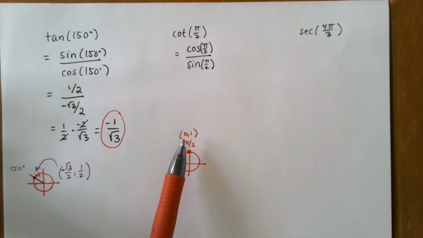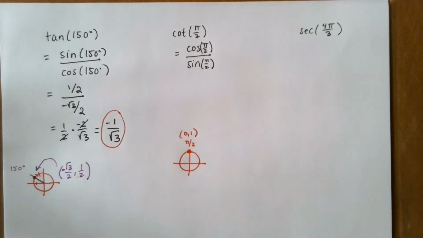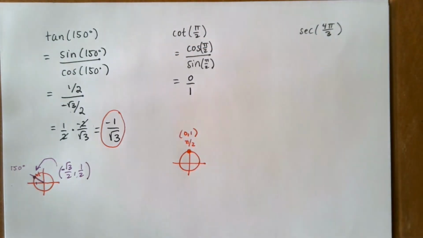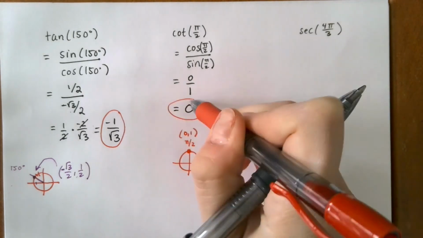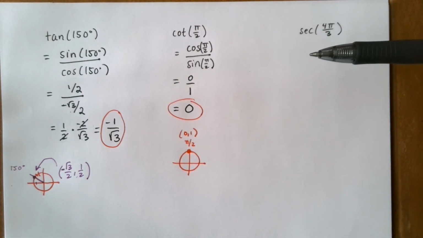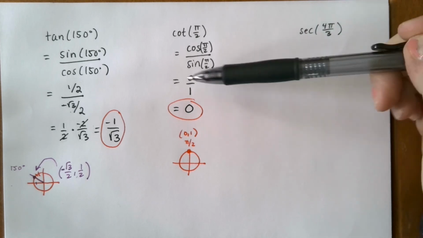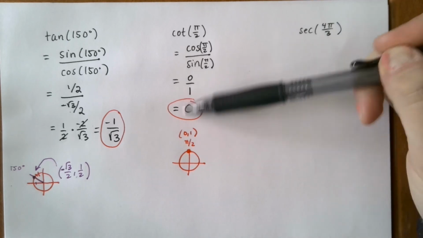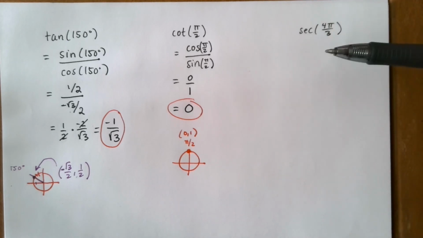So 0 is my cosine value and 1 is my sine value. So I have 0 over 1, and this is a little bit weird, but 0 divided by anything is 0. So my final answer here is just 0. So notice that sometimes we don't actually get an answer. If I had a 0 in the denominator, like 1 over 0 instead of this, then I wouldn't get 0, I would have no solution. So I'd say D and E.